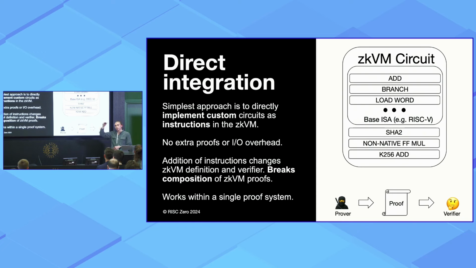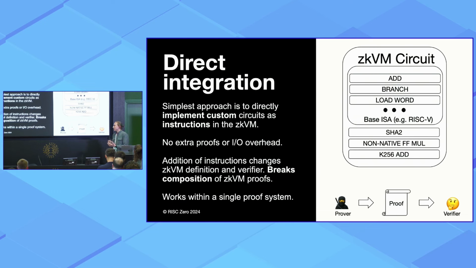You also have a combinatorial blow-up in the number of instructions people might want. Some people might want SHA-2 and non-native field multiplication. Some people want SHA-2 and K26. Some people want Keccak and K26. You can support them all. However, if you try to support them all, you have to have every single one of those constraint sets in your verifier definition, or some other way of doing this.